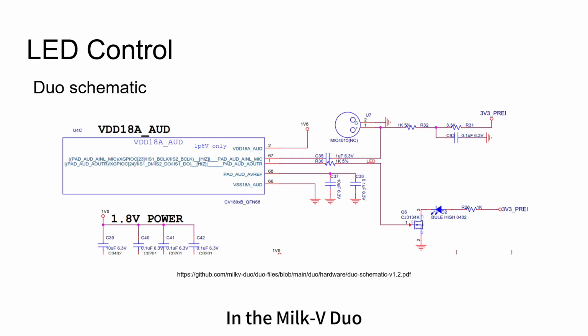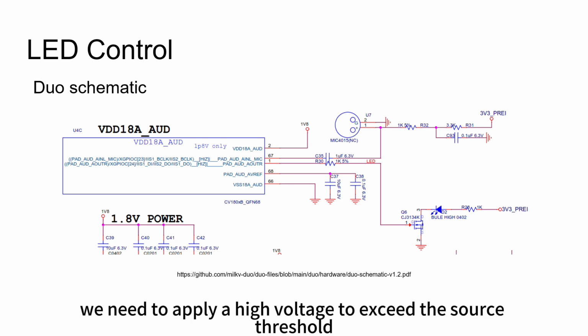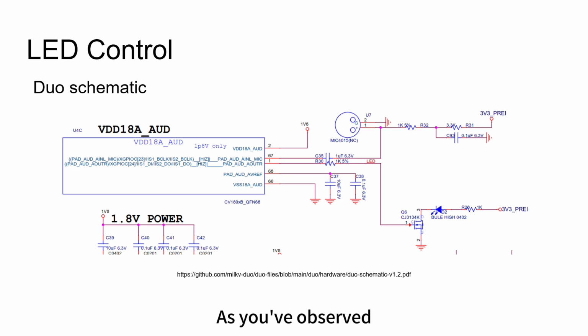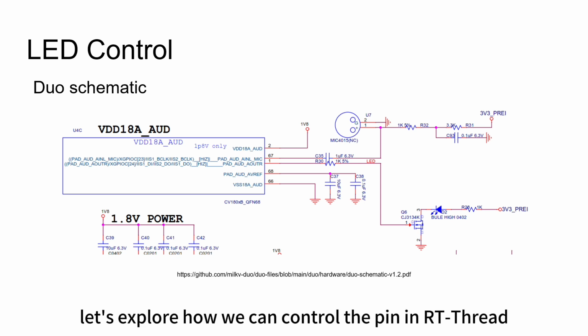In the moyuefeng door, we indeed have an NMOS. To make the LED emit light, we need to apply a high voltage to exceed the source threshold. As you've observed, the LED is connected to pin C24. By setting GPIOC24 to a high voltage, the LED circuit becomes conductive, causing the LED to light up. With this conclusion, let's explore how we can control the pin in RT-Thread.